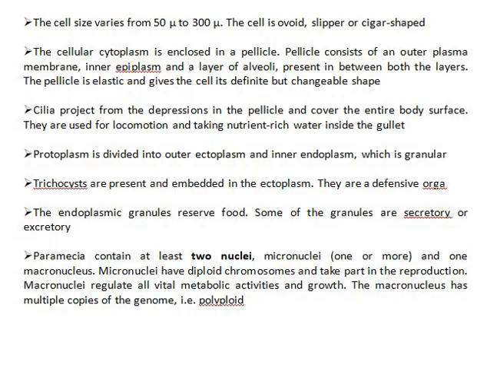Cellular cytoplasm is enclosed in pellicle. Pellicle consists of an outer plasma membrane, inner epiplasm, and a layer of alveoli present in between both the layers. The pellicle is elastic and gives the cell its definite but changeable shape. Cilia project from the depressions in the pellicle and cover the entire body surface. They are used for locomotion and taking nutrient rich water inside the gullet.